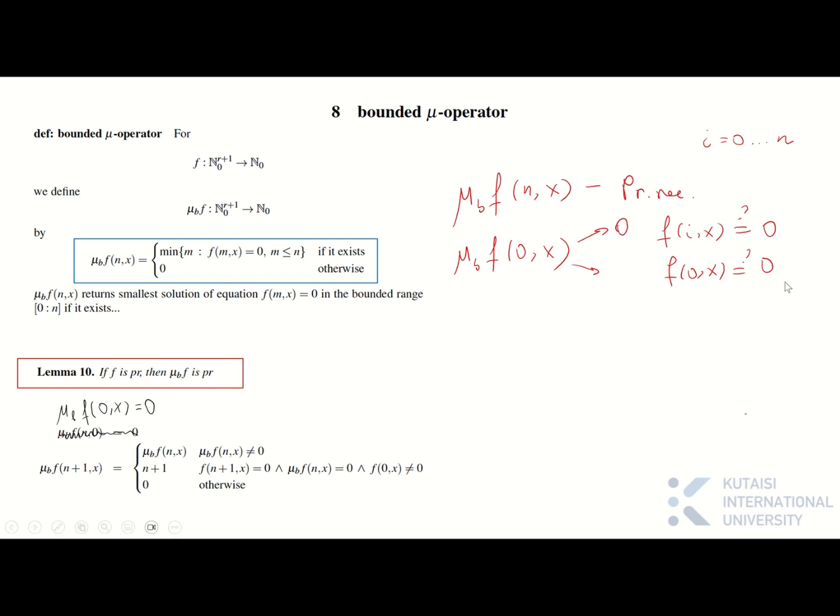If this function is equal to 0, it returns 0. If it's not equal to 0, it will end the loop and return 0. So in any case, this function returns 0. So this is a constant, which is primitive recursive, it's just 0. Now let's look at what mu bounded f at n plus 1, x is doing.